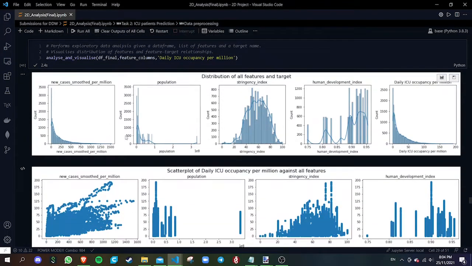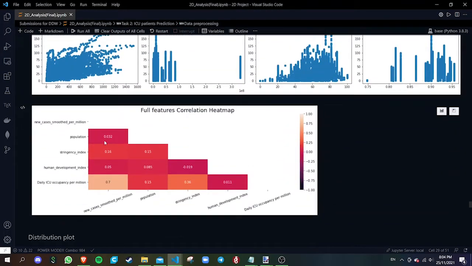target. Read from the correlation heat map. New cases smooth per million shows the highest positive correlation with the target. Stringency index shows a moderate positive correlation. Population is a weaker predictor compared to the first two features. And human development index almost has no correlation with our target, given the correlation coefficient is extremely low.